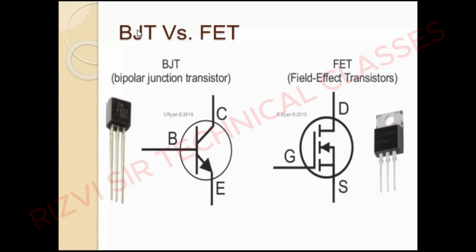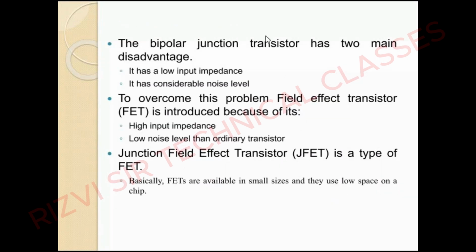Here we have already gone through the BJT, bipolar junction transistor, and this is the field effect transistor. You can see what is the main difference. This is the symbol of BJT and this is the symbol of FET. And here you can see we have three terminals: base, collector, emitter, and here we have source, gate, and drain. The basic difference is the terminal names and the symbol.